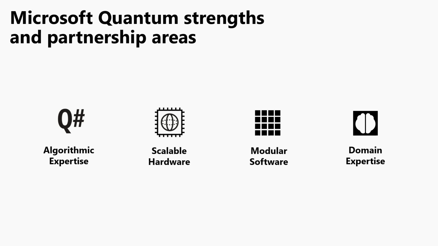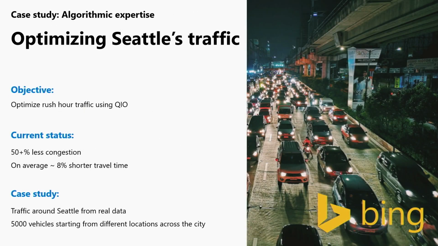The first one I want to talk about that highlights our algorithmic expertise is optimizing Seattle's traffic. I think everybody had an issue, unless you happen to be staying at the Sheraton, getting to this building today. Seattle is horrible, especially if you cross a bridge. Avoid it at all times. So the objective was to optimize rush hour traffic using our quantum-inspired optimization techniques.